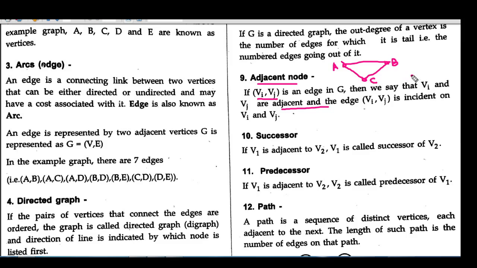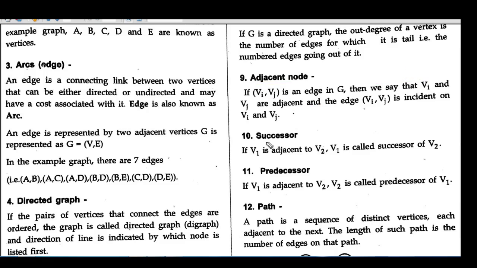I will extend this graph and take one more vertex D, and I will join CD, and also I will join BD. Now in this graph, A and D are not adjacent because there is no direct edge connecting A to D. Hence A comma D are not adjacent, but B comma D are adjacent. Likewise C comma D are adjacent, C comma B are adjacent, but A comma D are not adjacent because there is no edge joining directly from A to D. So this is the concept of adjacent node.